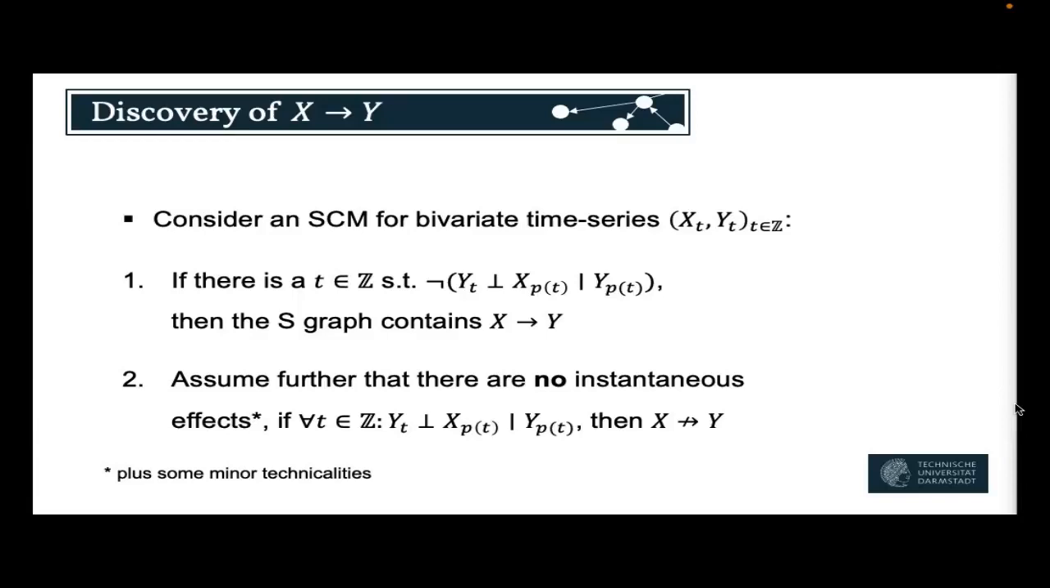And there's two things we can actually conclude. So this is a theorem with structural causal models. Again, we are using SCMs here.